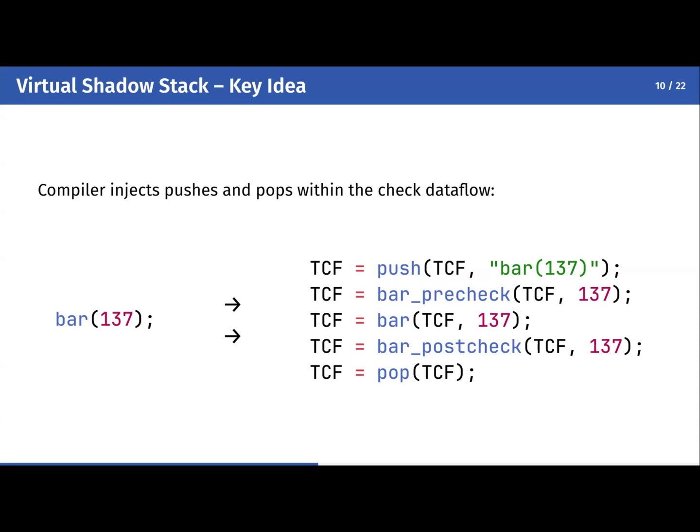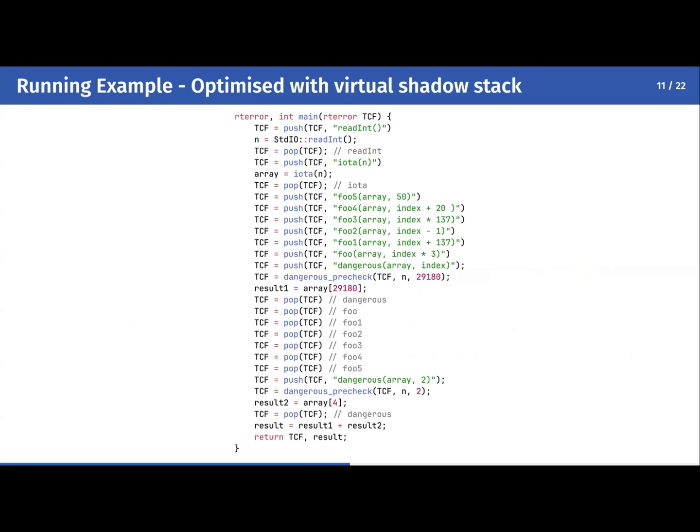All right, so if we now take this transformation and apply it to a program, we get this, right? So the call is still there, like unit, iota, but we add these push and pop operations around all the function calls. And especially here, you can see that all the push calls are pushed first, then we do the dangerous check, we actually do the computation, and then we pop everything again. And then we push the other dangerous, and then we do the second index and return the results.